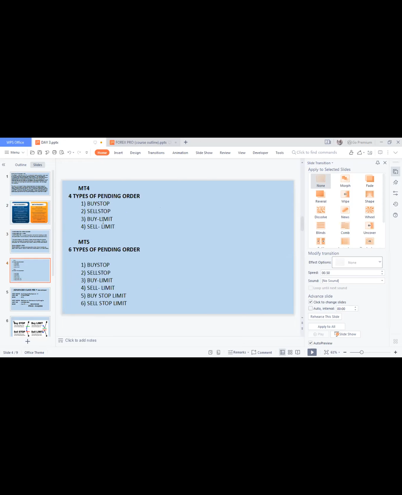Now, there are 4 types of pending orders on Metatrader 4. There is buy stop, there is sell stop, there is buy limit, there is sell limit. Metatrader 5 has buy stop, sell stop, buy limit, sell limit, buy stop limit, and sell stop limit. Please, I will send this PDF for all of you to read through.